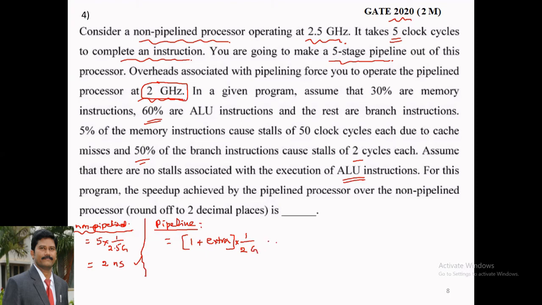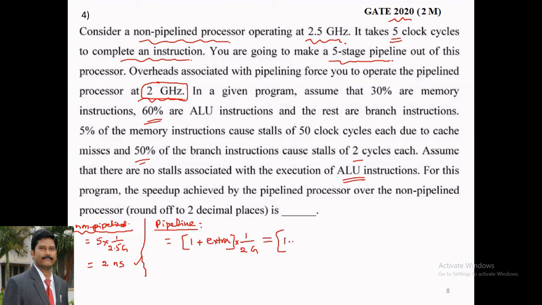If you calculate this time, then what is the speed up? The time taken to execute one instruction in non-pipeline divided by the time taken to execute one instruction in pipeline. So now we need to calculate this time.